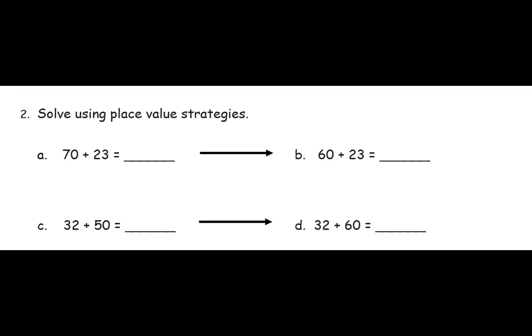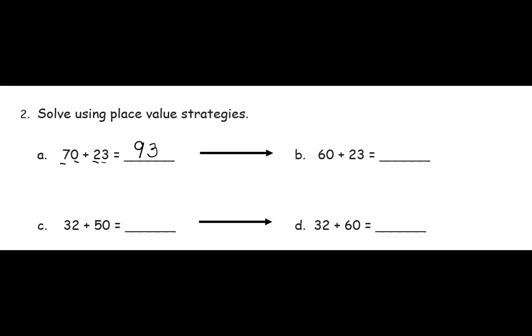In the next section, we're going to look at some place value patterns to help us solve related problems. The first problem is 70 plus 23. I can look at that as 7 10s plus 2 10s, which would be 9 10s. I'm not adding any more 1s, so my 1s will stay the same. 70 plus 23 is 93.